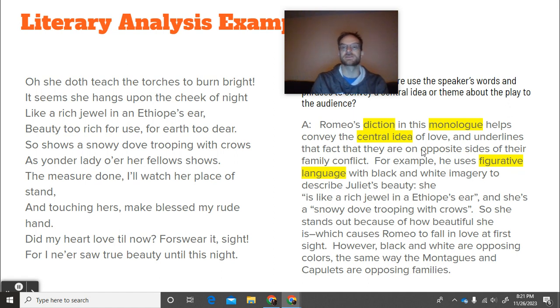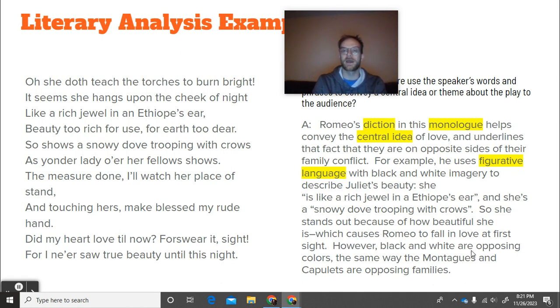How does it set up? Because of the figurative language. So he uses figurative language with black and white imagery to describe Juliet's beauty. She's like a rich jewel in an Ethiop's ear. So again, a shiny diamond on a dark skin background. She's a snowy dove, so a white bird trooping with crows, or dark black birds. So she stands out because of how beautiful she is, which causes Romeo to fall in love at first sight.